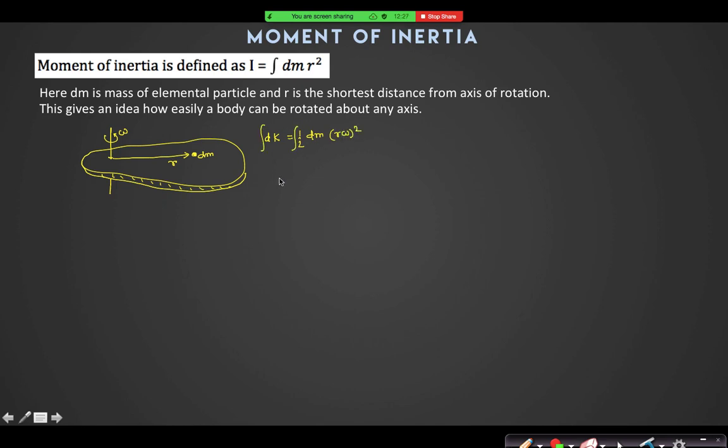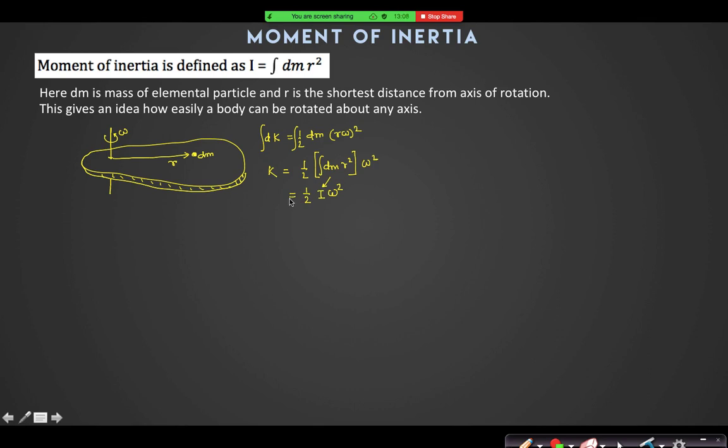And if I integrate it, I can find the kinetic energy is half into integral of dm r square into omega square. So this part is known as the moment of inertia, right? Half I omega square, where I is the moment of inertia. So what does that moment of inertia do? From moment of inertia, we can understand how much energy we need if we want to rotate a body about an axis. And by just shifting the axis, you are changing the moment of inertia, and the energy will be different, right?